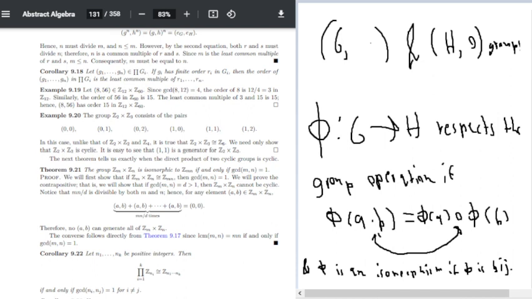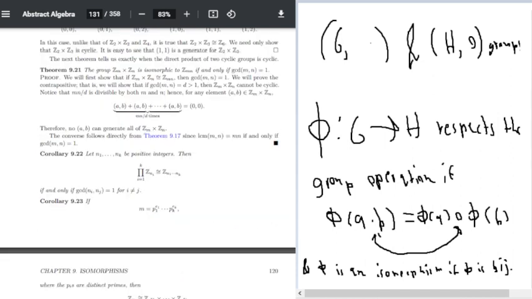The next theorem tells us exactly when the direct product of two groups is cyclic. Theorem 9.21. The group Z mod m times Z mod n is isomorphic to Z mod mn if and only if the greatest common divisor of m and n is equal to 1.